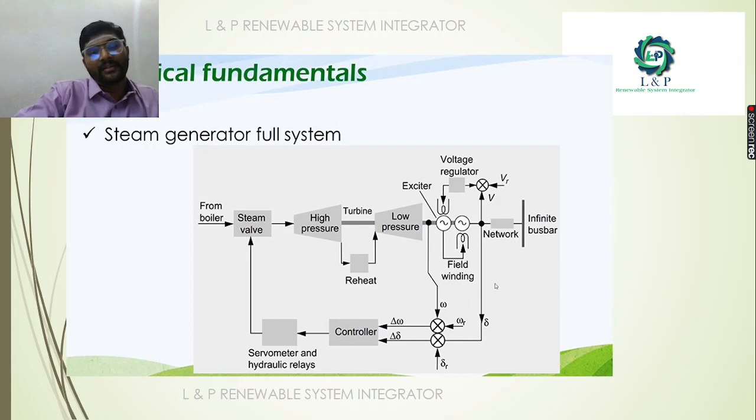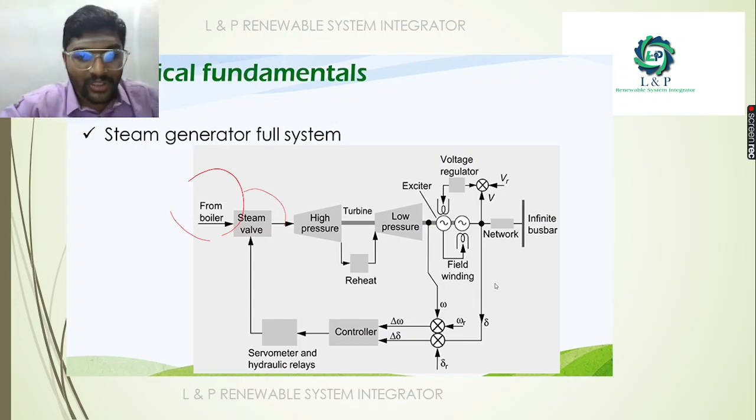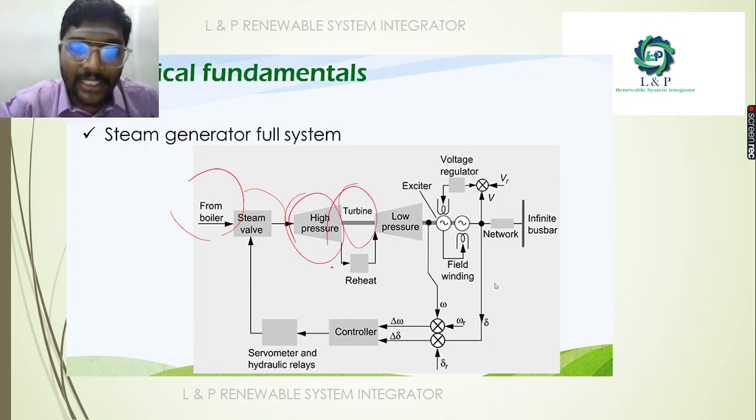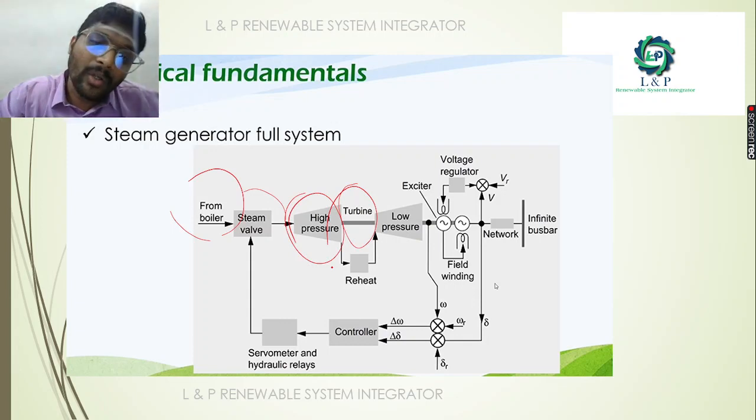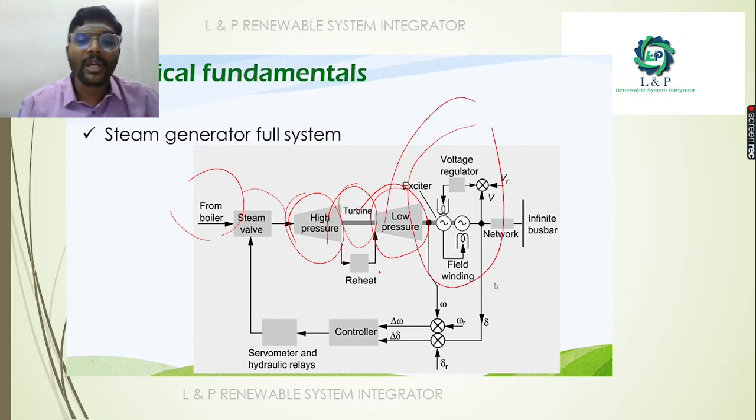This is how the steam generation system is going to be. As you can see here, when the steam is coming from the boiler, with the help of a steam valve, we are trying to control the flow of steam. We are trying to make it a high pressure, because with the high pressure we are trying to run the turbine. When it crosses through the turbine, the pressure is getting reduced, and we are trying to reuse it for the high pressure side. And then with the help of the voltage regulator and the generators, we are trying to generate the power.